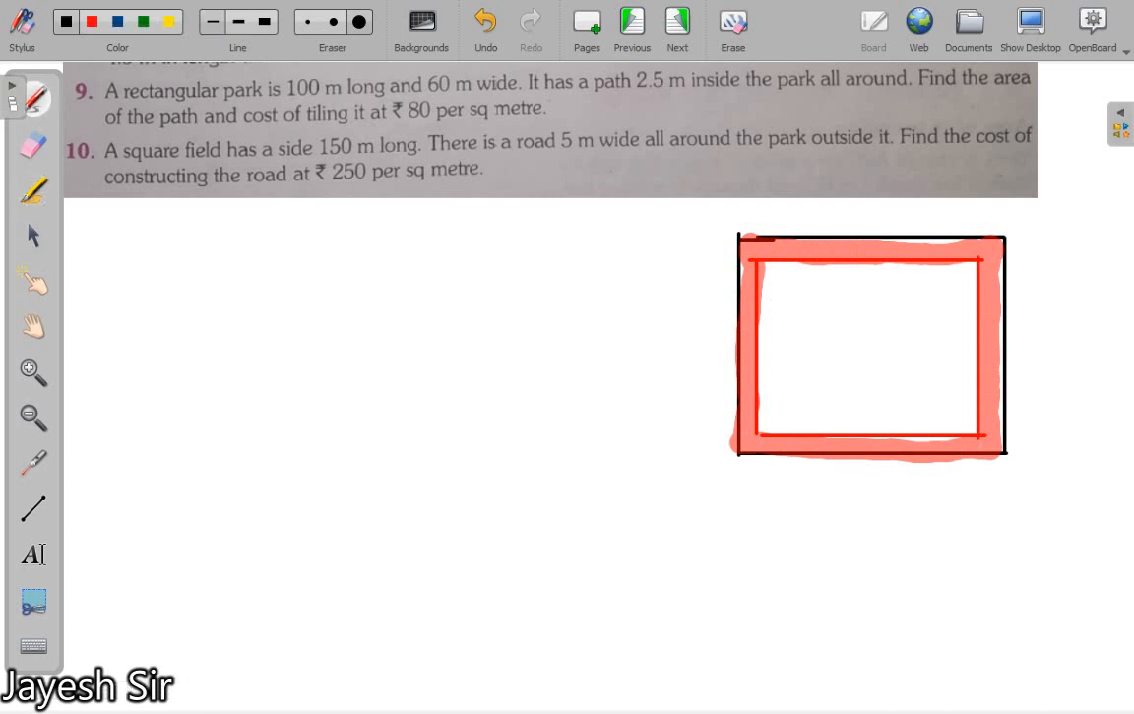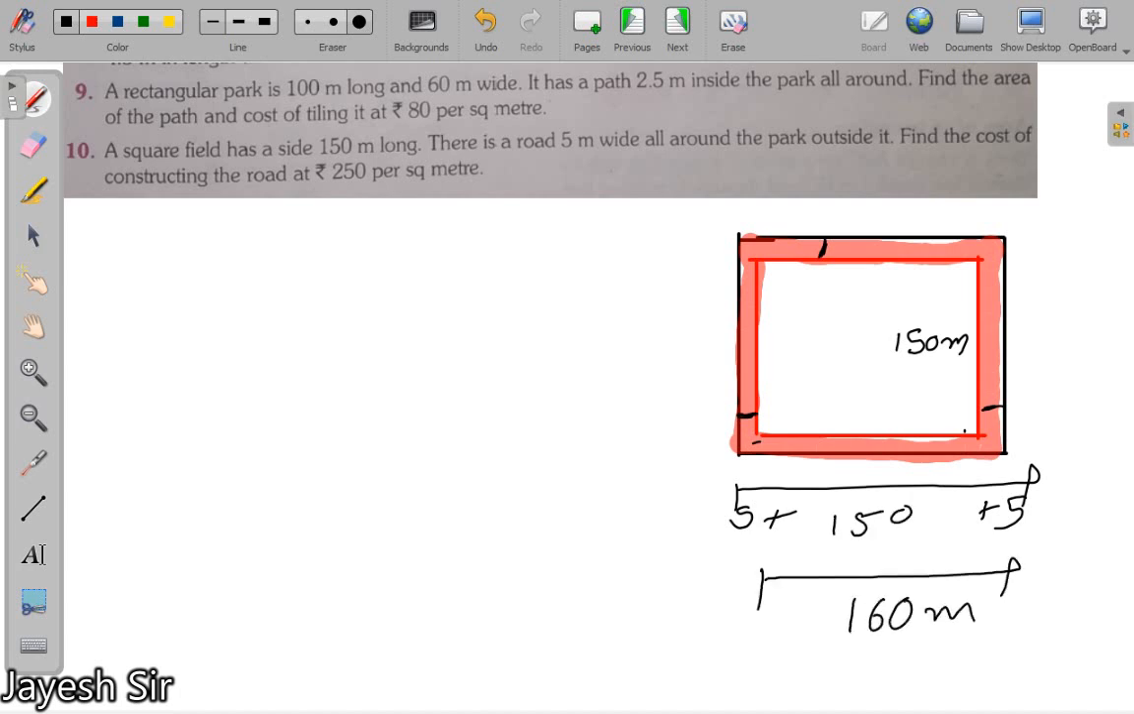Now, the length of the sides of this square is 150 meters, and there is a gap of 5 meters. That means this length will be 5 from here plus 5 from here and 150 in between, so the total length will be 160 meters. This outside black boundary will also be a square. The inside red boundary is also a square. The side of the inside square is 150 meters. The side of the outside square is 160 meters.